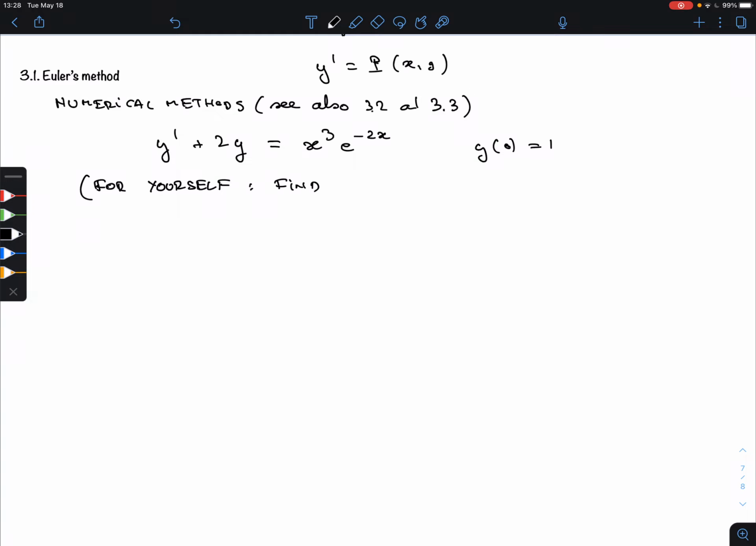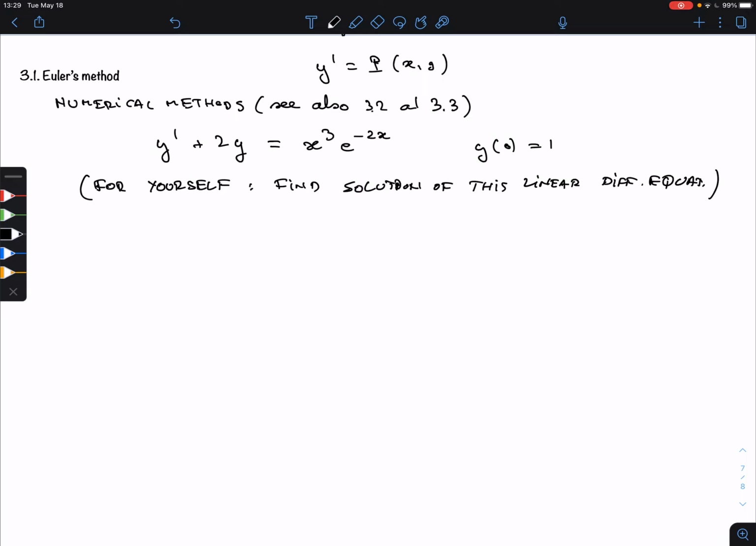Find the solution of this, and I'll give the hint that this is linear. This is actually a linear differential equation, and we know that we can do this. Well, up to integration, but even in this case, integration is not going to be that bad here. Okay.